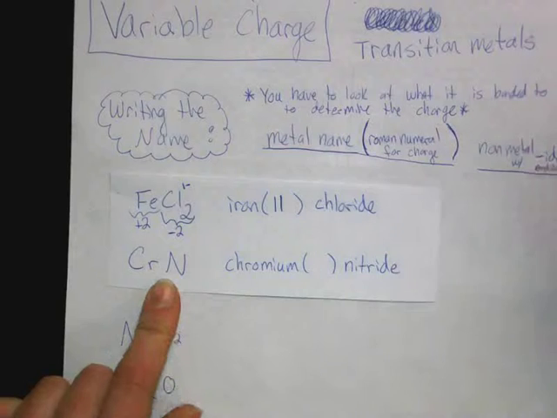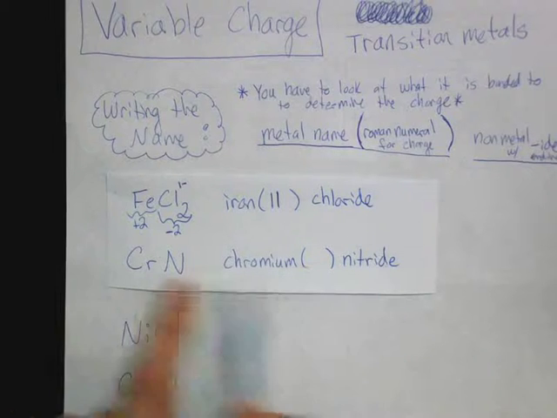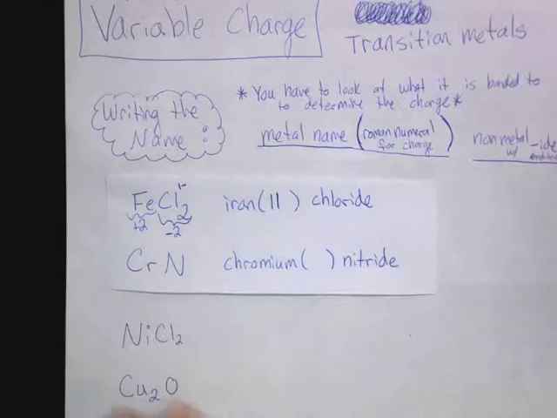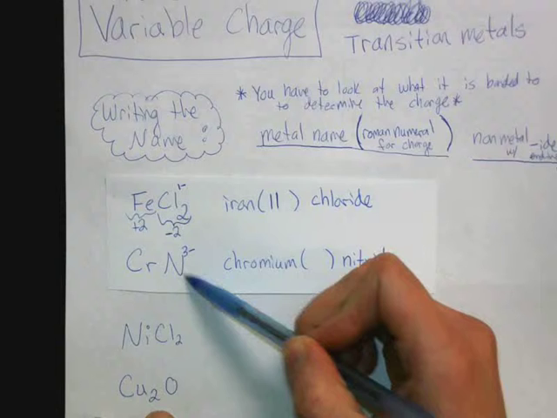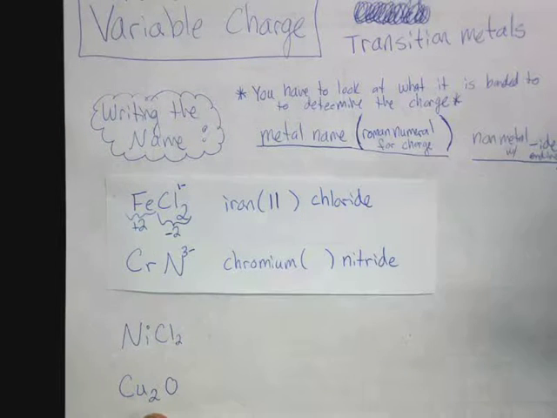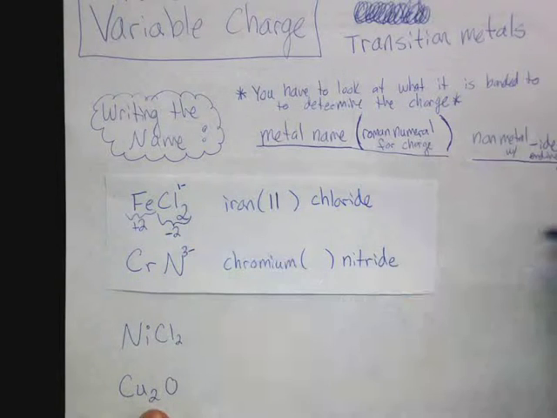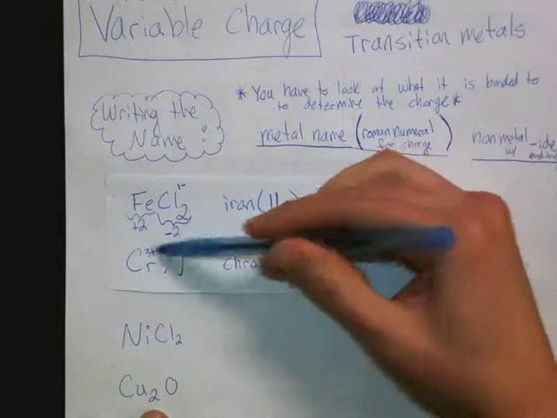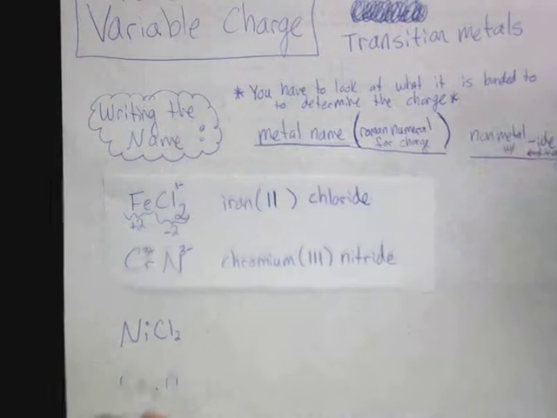So nitride. In order to figure out the charge that goes in my Roman numerals, I have to look at what it's bonded to, which is my nitrogen. So, nitrogen, 3- charge. I only have 1 nitrogen, because I don't have a number down here that tells me otherwise. So I have 1 nitrogen with a 3- charge. I also only have 1 chromium. So, in order to balance this 3- charge, chromium would have to be a 3+ charge, so that these two can cancel. So I put a 3 as a Roman numeral in the parentheses.